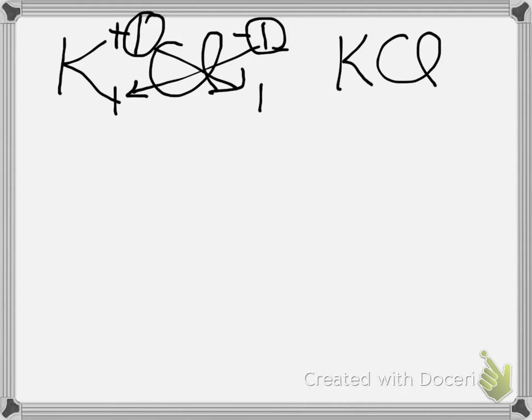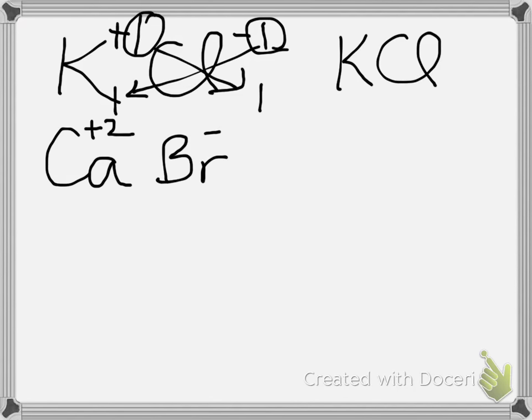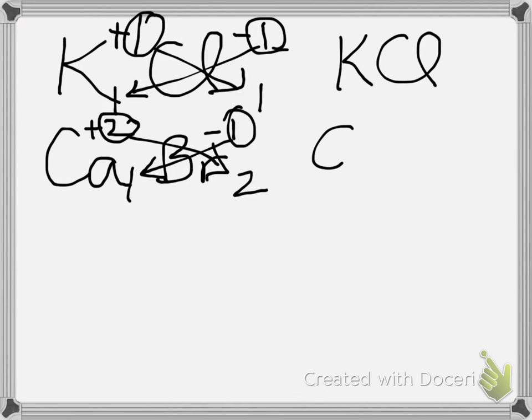However, when we take a look at calcium, which remember had a positive 2 charge because it has 2 valence electrons that it wants to lose, and bromine, that has a negative 1 charge because it has 7 valence electrons, so it prefers to gain 1. When I look at crisscrossing down these, I quickly see that my formula is CaBr2.